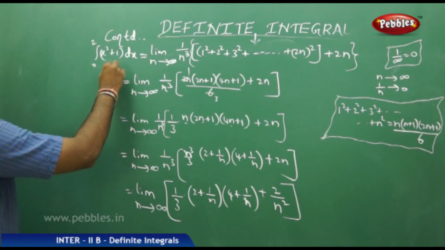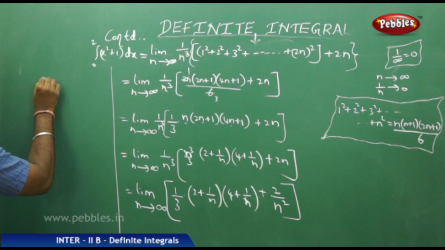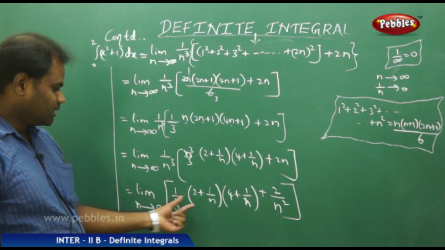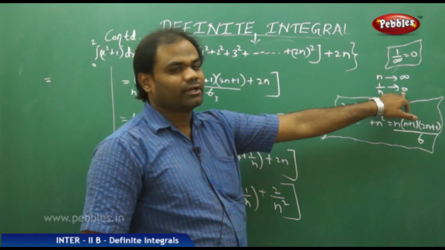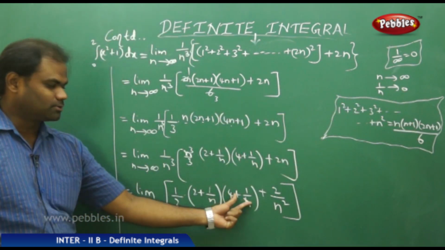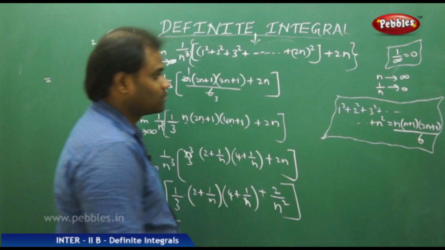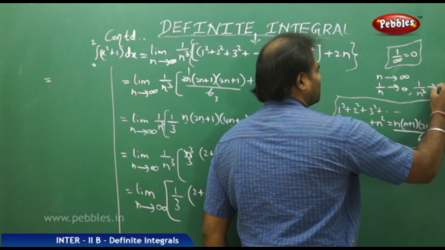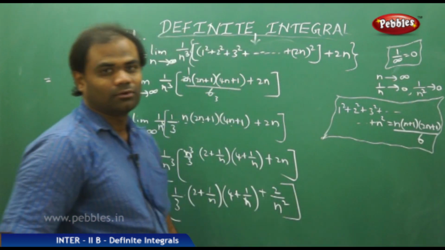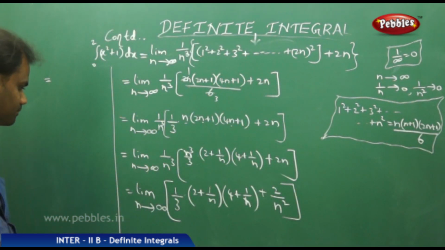That is, when I take this, n tending to infinity implies 1 by n tends to 0. Therefore, each of 1 by n is substituted with 0 here. And not only that 1 by n tends to 0, even 1 by n square also tends to 0 for n tending to infinity.